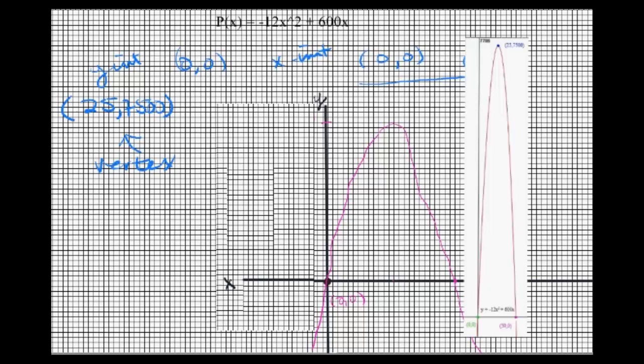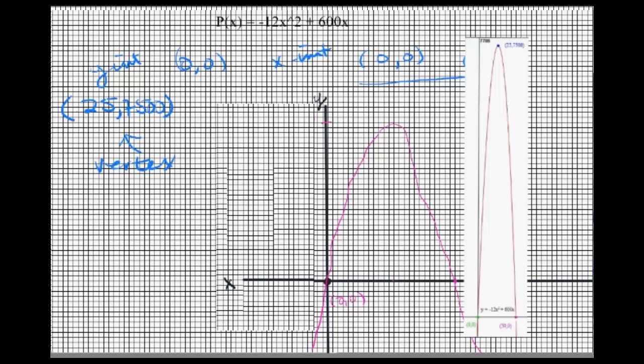And our vertex is at 25 for the x-coordinate and 7,500 for the y-coordinate. That alone is going to tell you that it's very high and very narrow. Again, it is going to be in the first and fourth quadrants, and it may even go down into the third quadrant down below there. And that concludes this video.